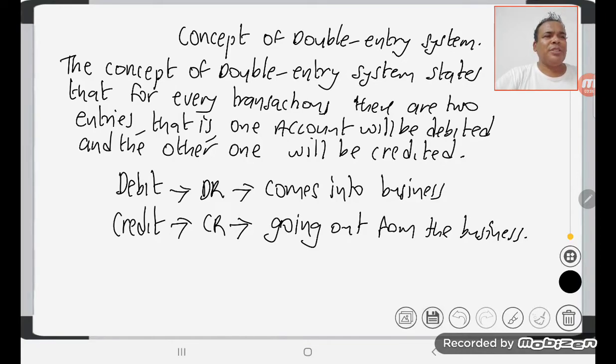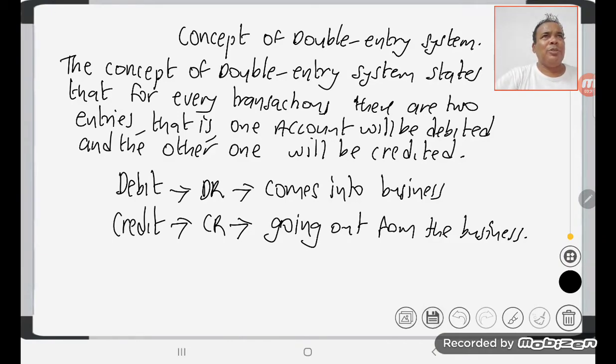Assuming you are purchasing the motor van. What is coming into the business? Motor van. Therefore, we debit motor van account. What is going out from the business? Cash. Therefore, we credit the cash account. So this concept of double entry is very easy. You just have to use your logic. Item coming into the business, you have to debit, and item going out from the business, you have to credit.